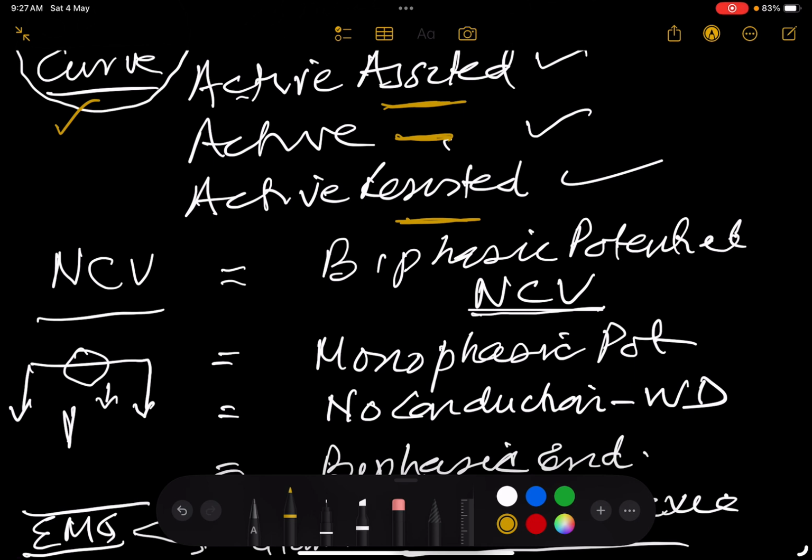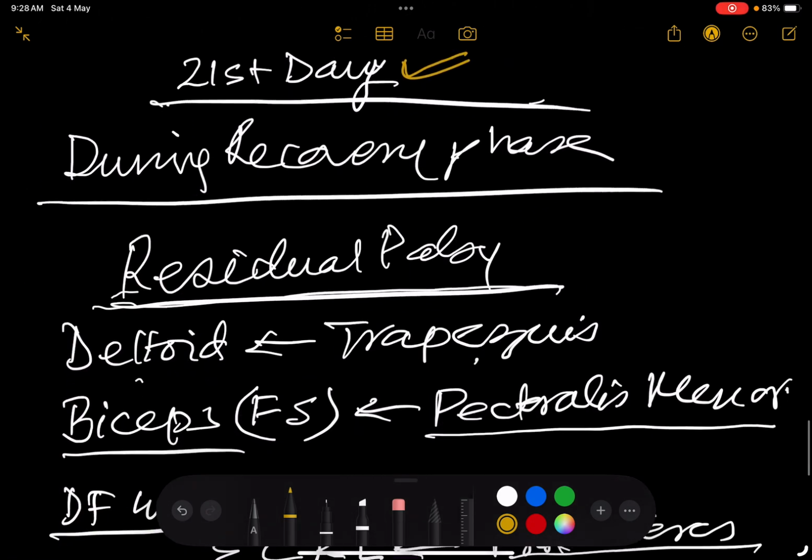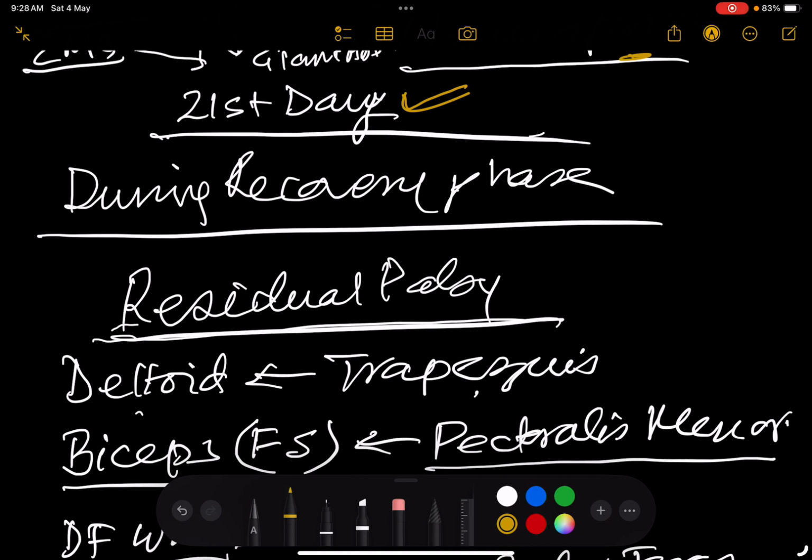So now in the nerve conduction velocity, you know that if the axons are intact, there will be a biphasic potential. Now across the lesion, the distal one will be lost, so there will be a monophasic potential. Distal to it, there will be no conduction if there is Wallerian degeneration, but there will be a biphasic potential if there is neurapraxia, and all this will occur after 21 days. Because till 21 days, you will not be able to distinguish neurapraxia and Wallerian degeneration. Wallerian degeneration takes effect at 3 weeks. So during the recovery phase, you have maintained the muscle tone and you have monitored nerve recovery.